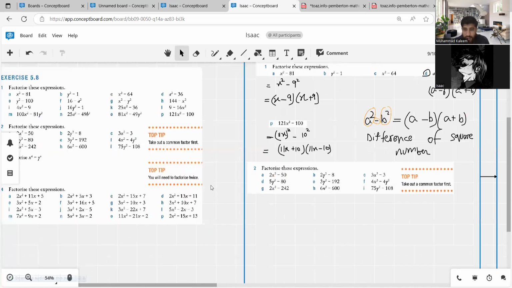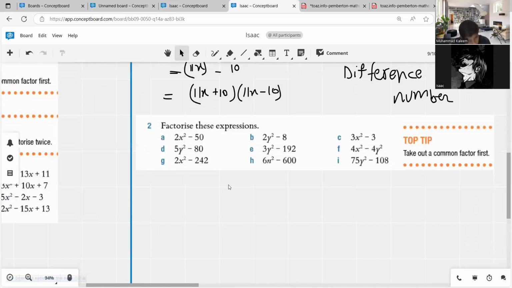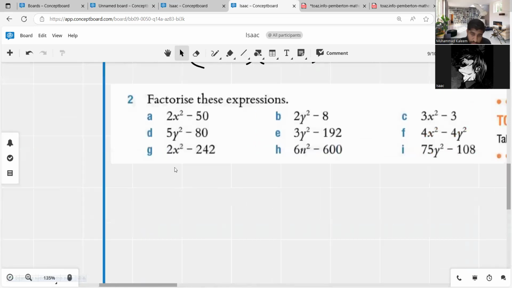Don't check the hint here. Without the hint, firstly, you have to solve it. Can I implement the difference of square numbers on G? Let's pause if we are talking about G. So what do we have to do first here?